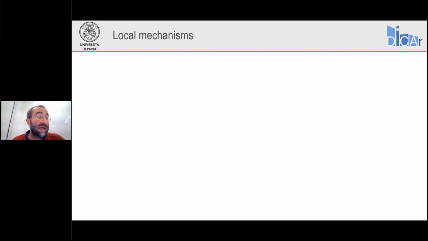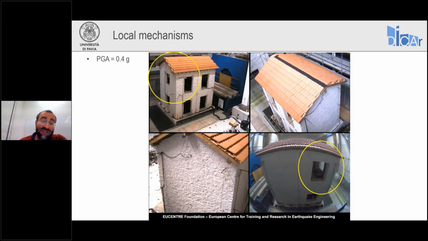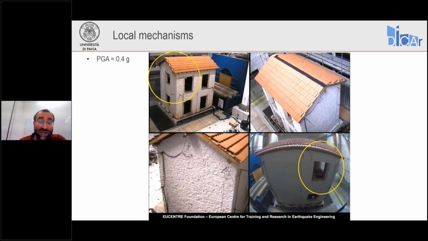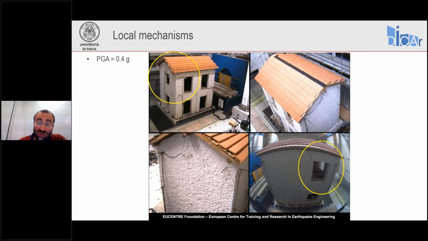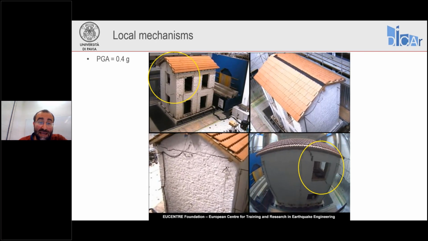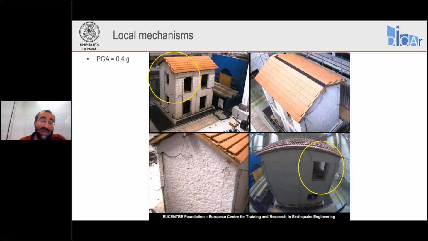Now, let's move to the next ingredient of the framework, which is the analysis for local mechanisms. Let's start from this video of a shake table test of a masonry building that was performed at the UCenter laboratory a few years ago. If you look at the yellow circles, you will see that the facade excited out of plane of the building is trying to overturn out of plane, developing a so-called local mechanism.